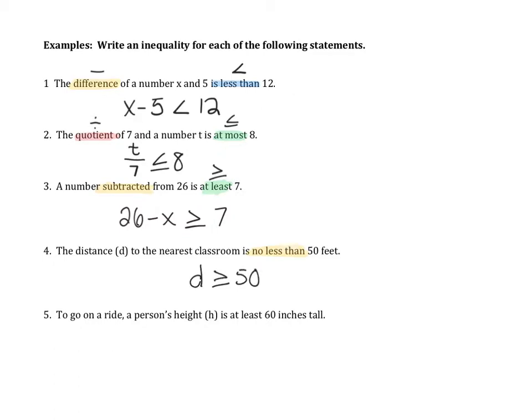Okay? And then the last one is probably the most common thing that you'll run into whenever you are at a theme park, right? In order to go on a ride, a person's height has to be at least 60 inches tall. So you know that when you're riding a ride at a theme park, the height refers to H. That's saying H has to be at least 60 inches tall, so greater than or equal to 60 inches, but it has to be 60 or above, right? So we know that at least means greater than or equal to.